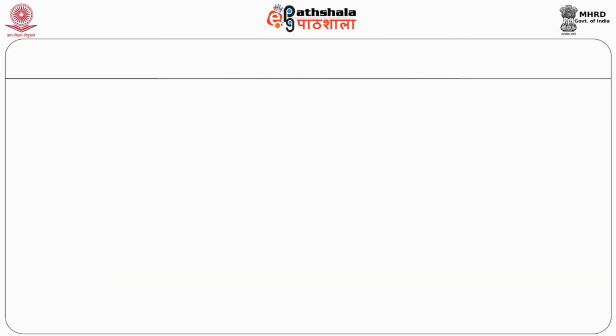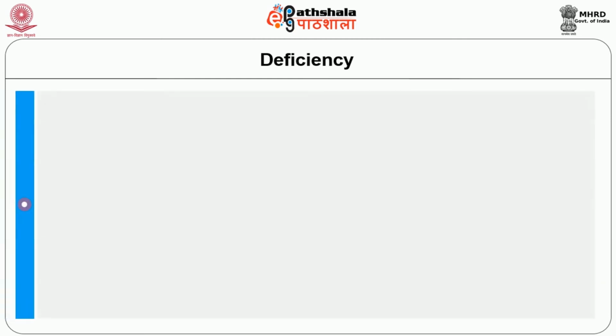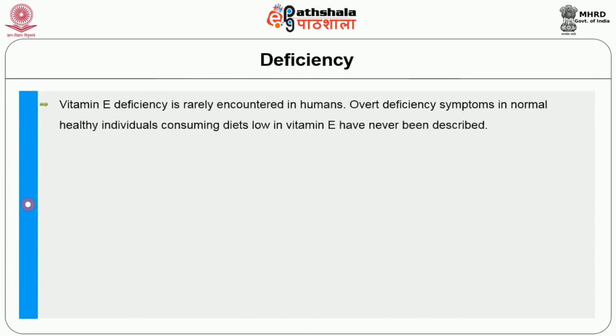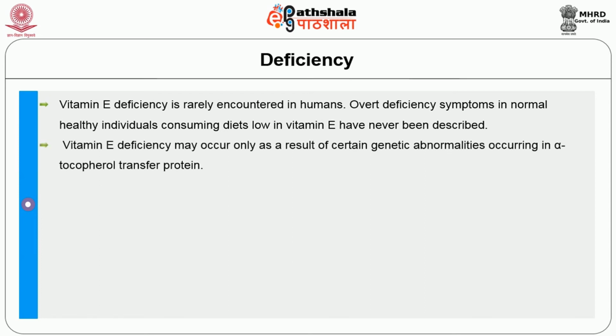Now let us know about the adverse effects of vitamin E deficiency. Vitamin E deficiency is rarely encountered in humans. Overt deficiency symptoms in normal, healthy individuals consuming diets low in vitamin E have never been described. Vitamin E deficiency may occur only as a result of certain genetic abnormalities occurring in alpha tocopherol transfer protein.